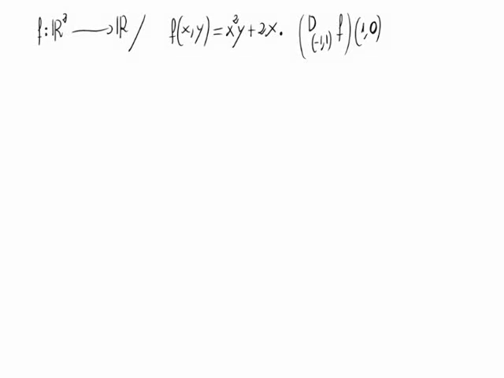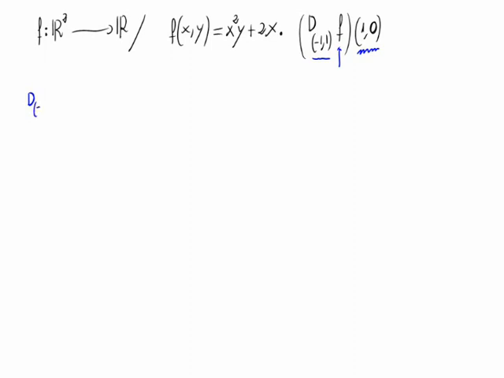We are given the function f defined from R squared to R, where f of x and y is equal to x squared times y plus 2x. We are asked to calculate the directional derivative in the direction of the vector (-1, 1) of the function f in (1, 0). This can be done in different ways. We are going to use the definition.